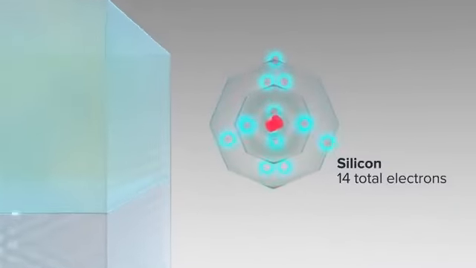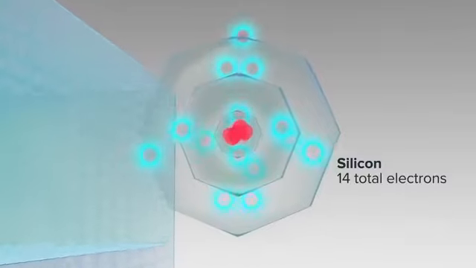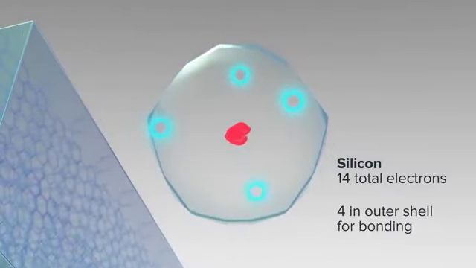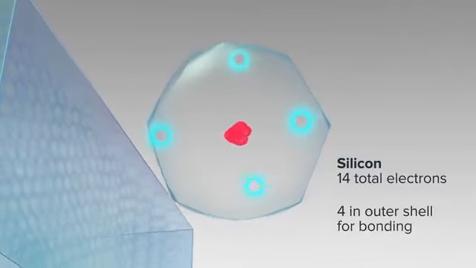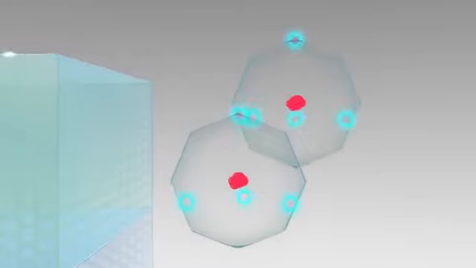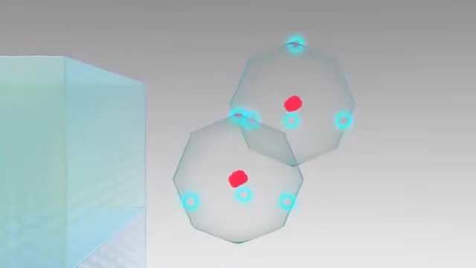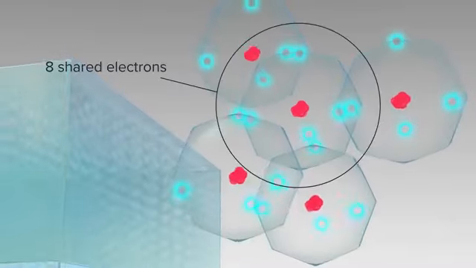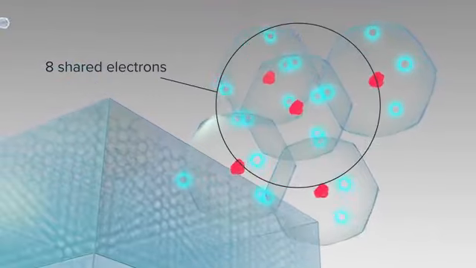Making a p-n junction. A silicon atom has 14 total electrons at various energy levels, or shells, with 4 in its outermost shell. Electrons in the outer shell are used for bonding with other atoms. Stable atoms generally favor 8 electrons in the outer shell, so silicon atoms share electrons when bonding to meet that number.